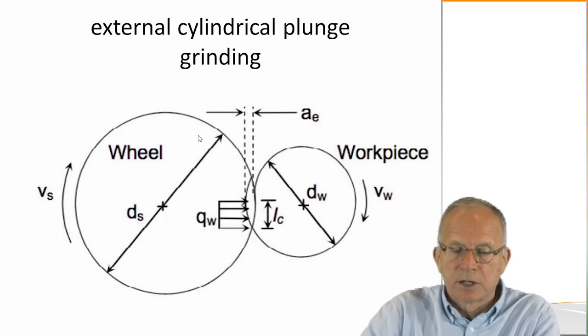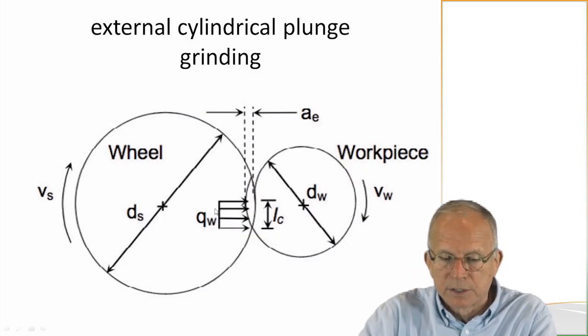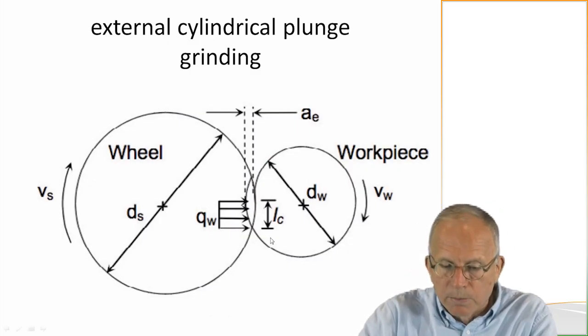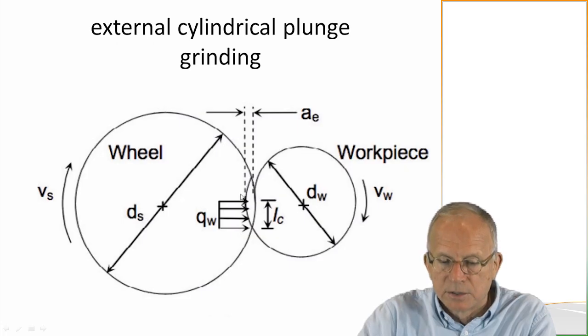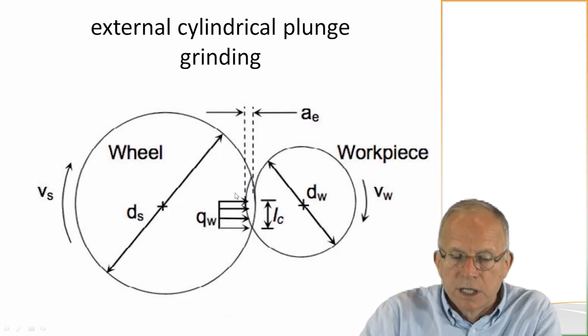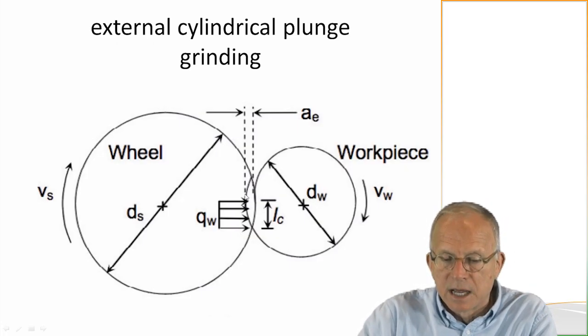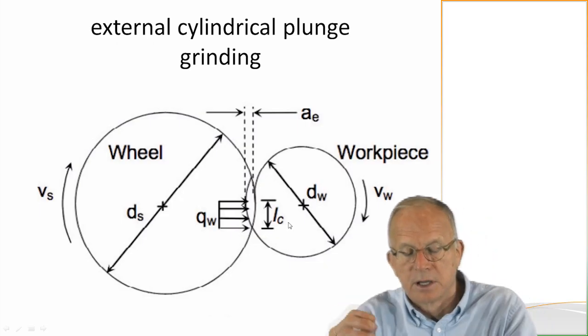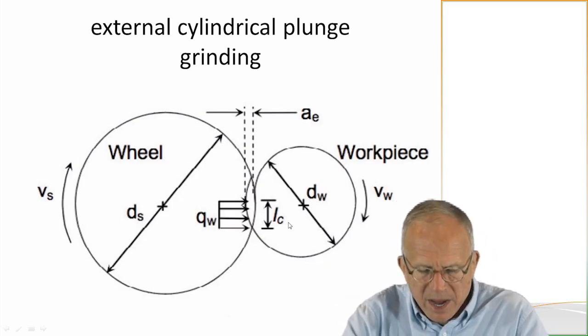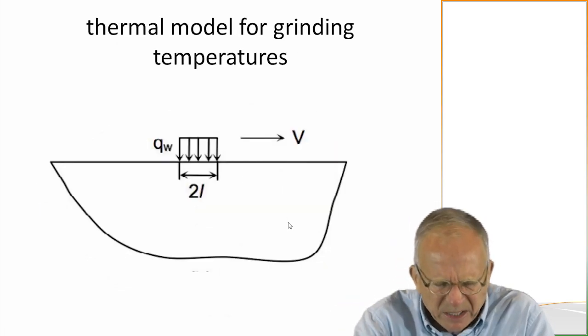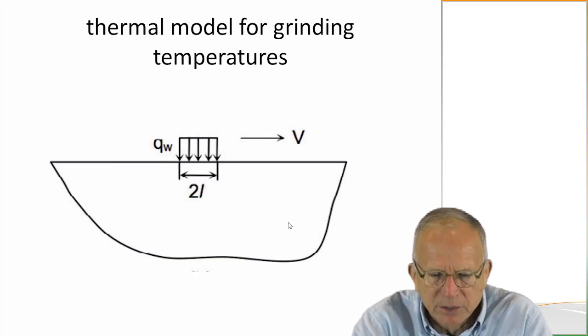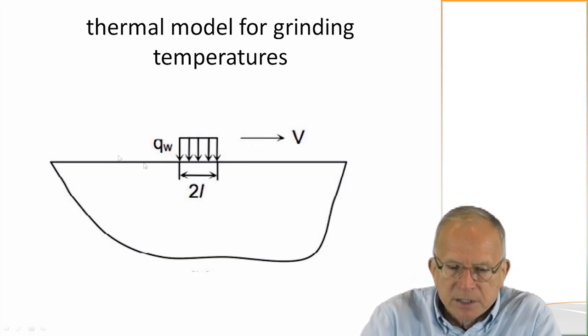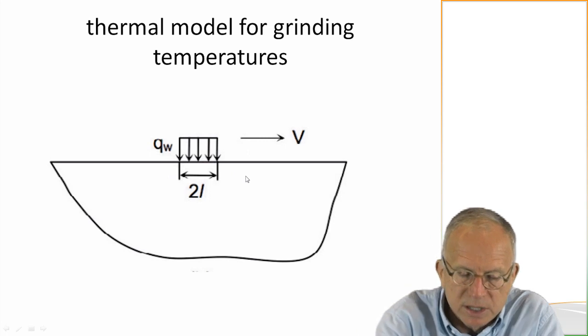So we have a depiction of this here. So here's a grinding wheel that's spinning around, and here's a workpiece that's spinning around, and you can see here's the part that's being removed, and this is the contact zone right here, and so here's the heat going into the workpiece in the grinding zone. And so we could take a look at a little element like this, and so it's a moving heat source kind of problem.